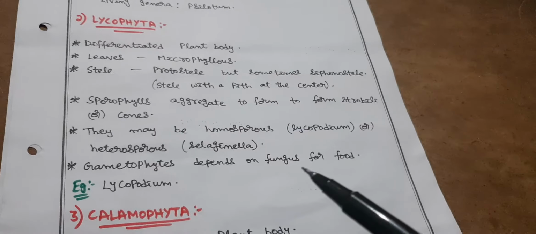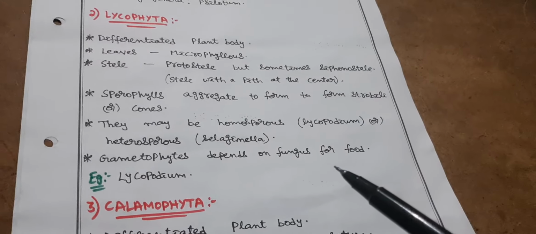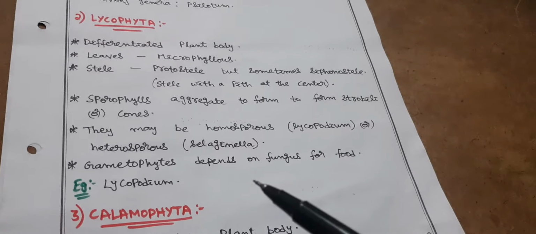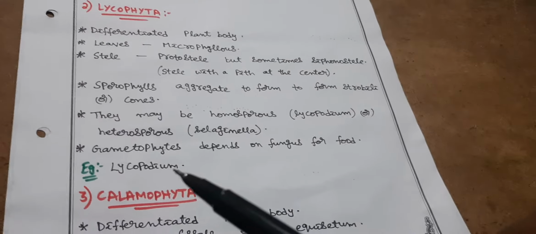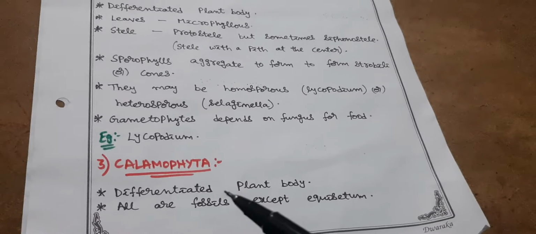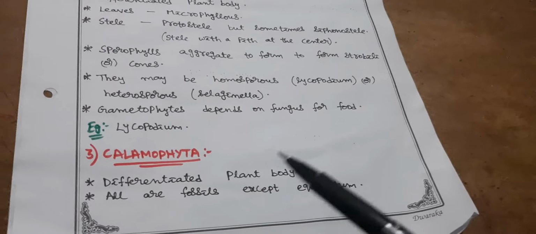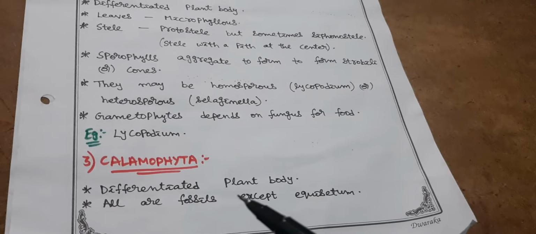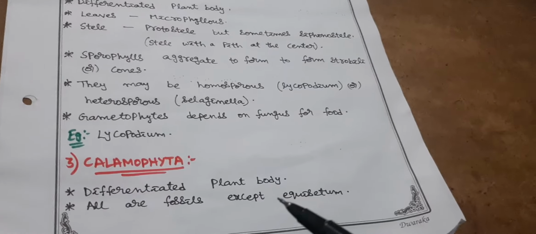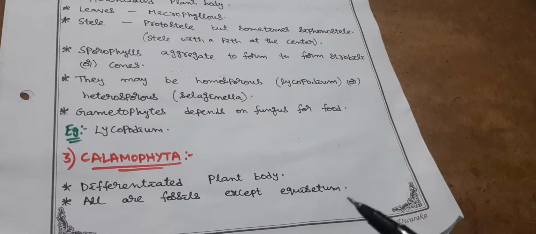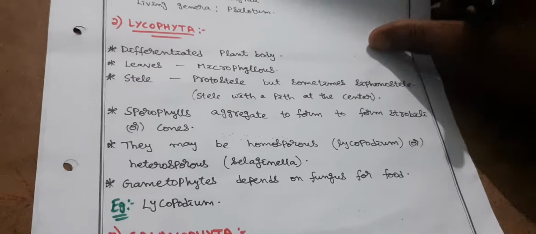Lycophyta gametophytes depend on fungus for food. Example Lycopodium. Calamophyta. This plant body is also differentiated and all are fossils except Equisetum. Equisetum is not a fossil form.